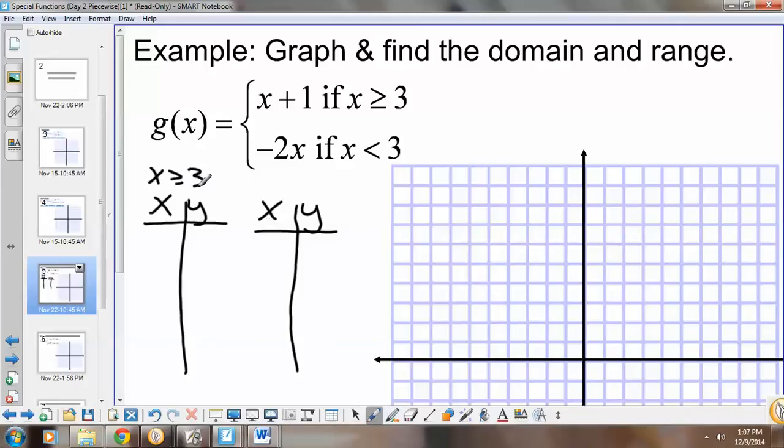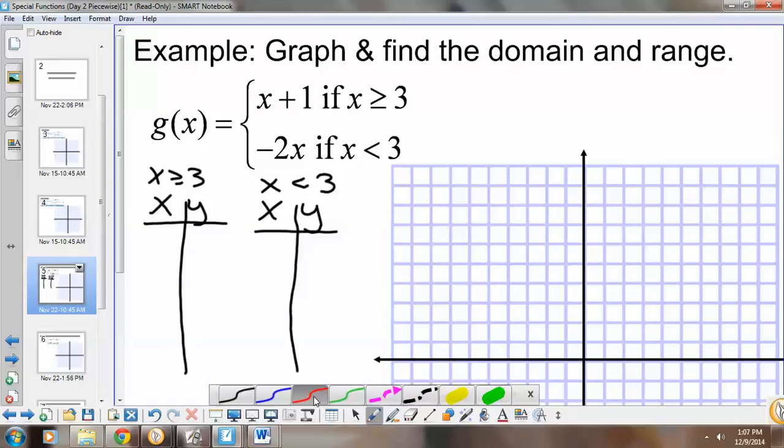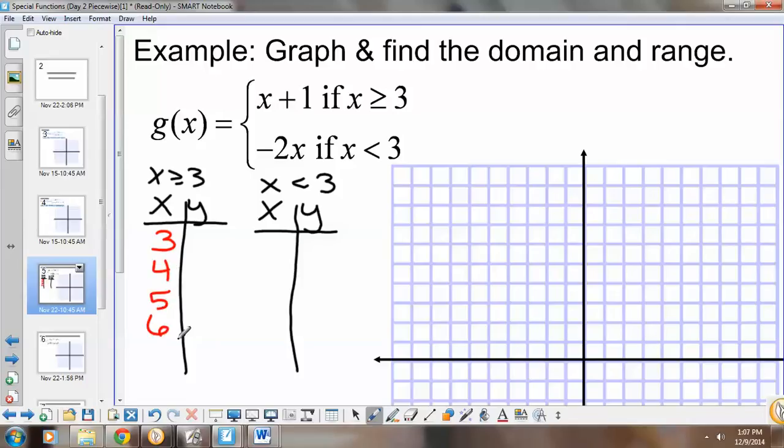For the second t-chart, what can we pick? What's it say? Less than 3. Now the first number I have to put in on both of these is what? 3. Has to be 3. That's an endpoint. It has to be the first one we put in. So we'll put 3 in. What are some additional values that I could select that are greater than or equal to 3? Emily? 4, 5, 6. Perfect. So let's put 3, 4, 5, and 6 in for x in our function.